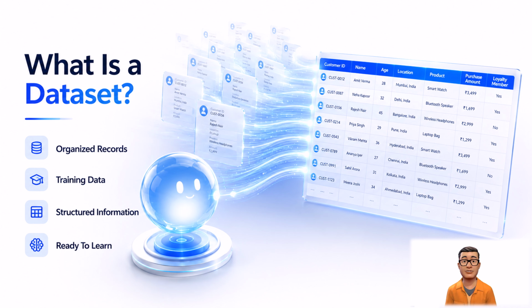Think of it like a spreadsheet. Each row contains information about the customer. Each column stores one specific type of information. By organizing the data this way, the AI can process it efficiently and learn from every example.